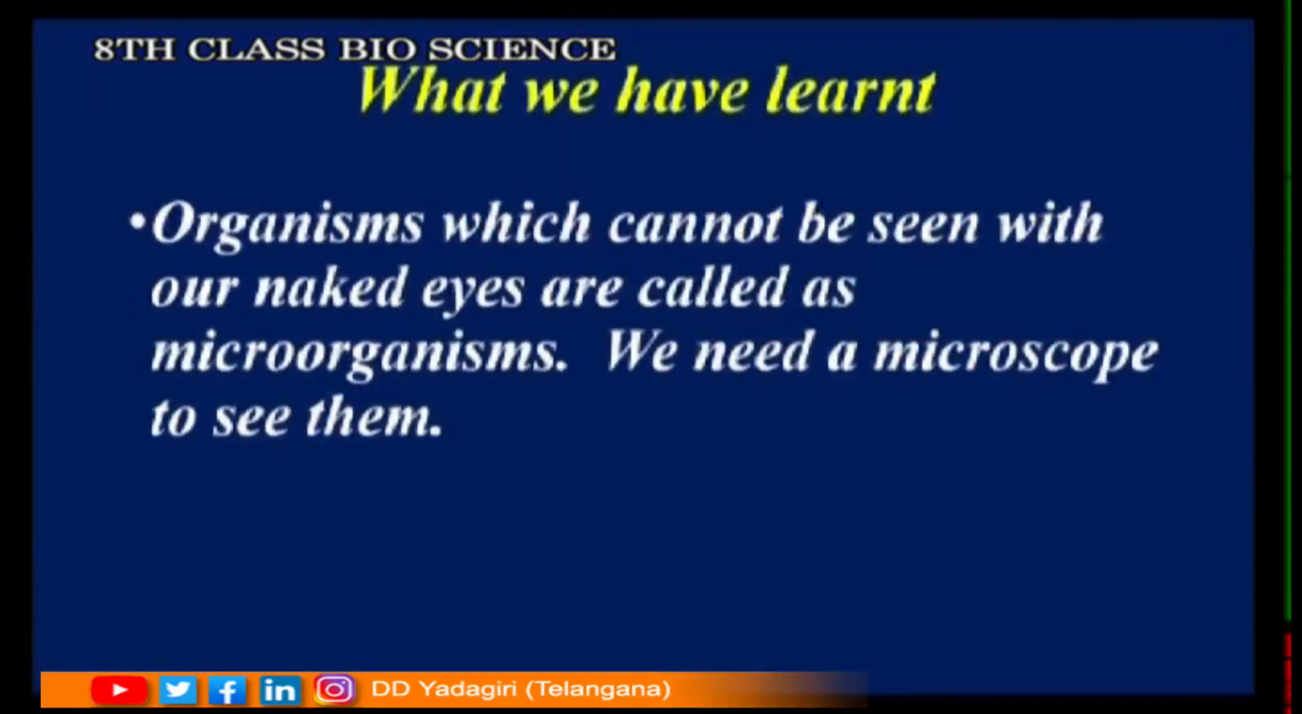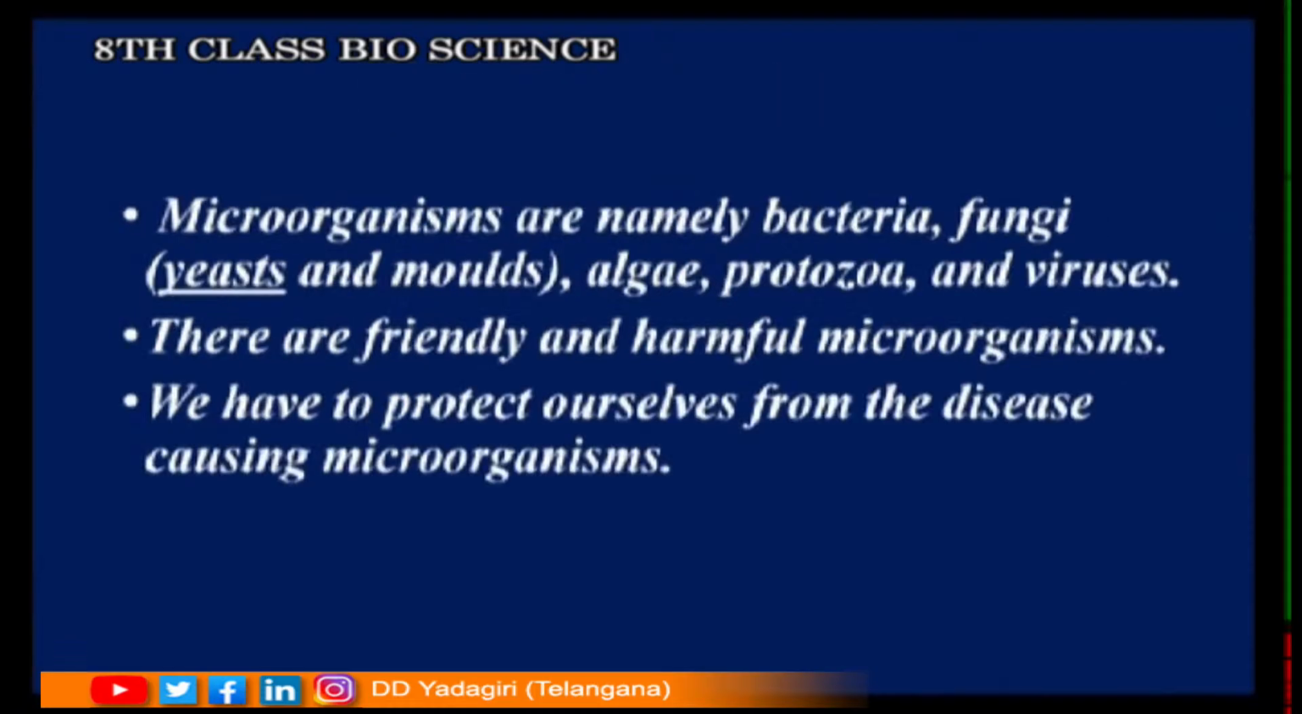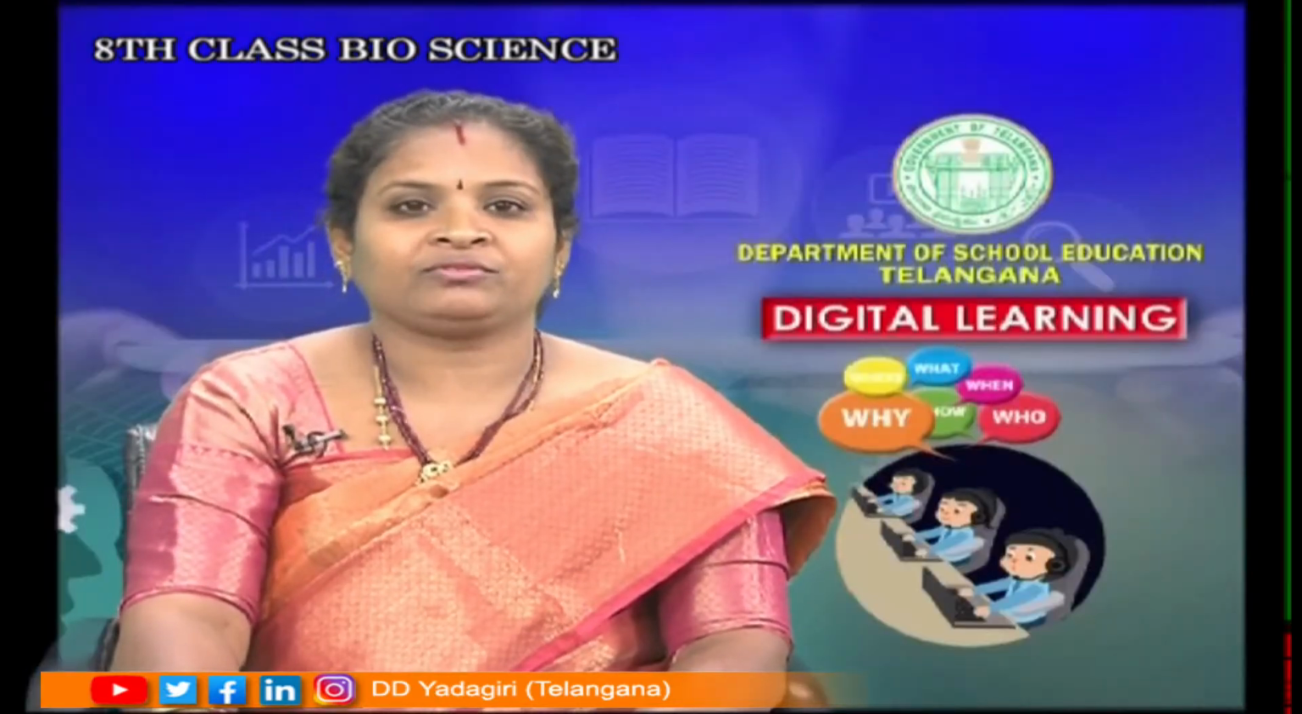Let us now recollect what we have learnt in this lesson. The organisms which cannot be seen by our naked eyes are called microorganisms. Then how are we able to see them? We need a microscope to see them. What are the different types of microorganisms? Bacteria, fungi, algae, protozoans, viruses. There are two types of microorganisms: friendly microorganisms and harmful microorganisms. How are we going to protect ourselves from these microorganisms? We have to maintain hygienic conditions. You have to be clean. You have to be safe.